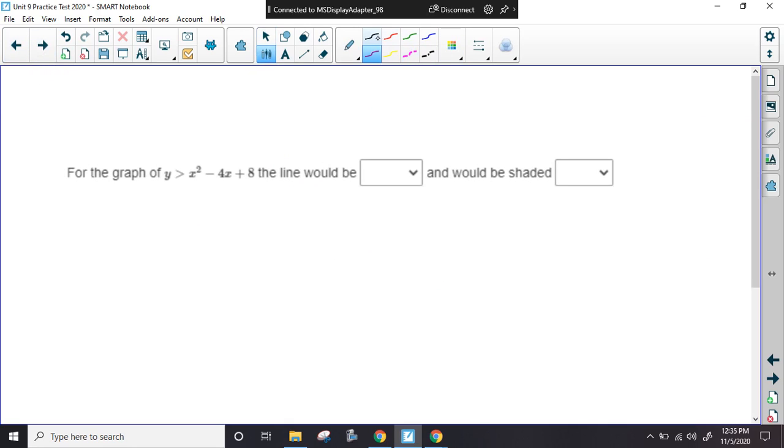All right. For this graph, the line would be dotted and would be shaded. I thought I said up. Is it up or above? Okay, up, down. All right, so it's solid. So this one would be dotted and then up. Okay, and that's the drop down menu. Remember, it's dotted because this does not have a line underneath it, and it's shaded up because the Y is being eaten. The Y is being eaten.